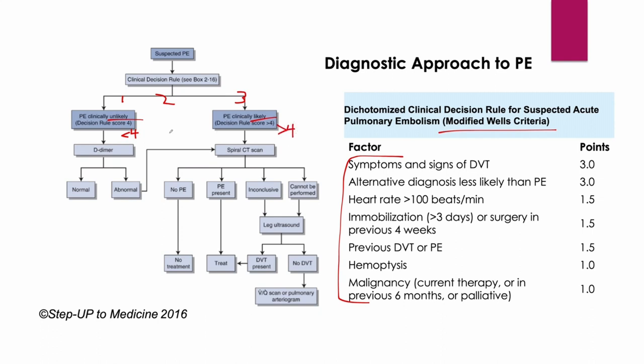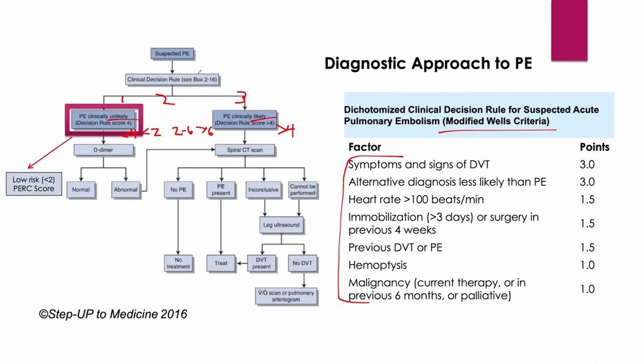So we essentially cut out the middleman, and instead of it being less than two, two to six, and greater than six, we have only two categories. And you can use whichever you want. I tend to use the regular old Wells criteria, but just know that both exist and they both work off the same factors.